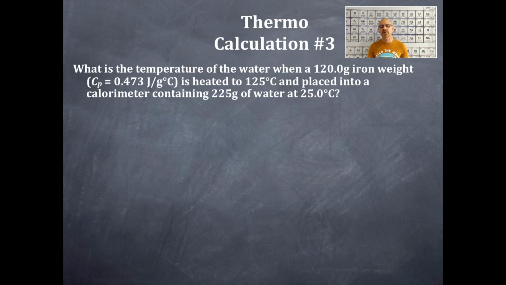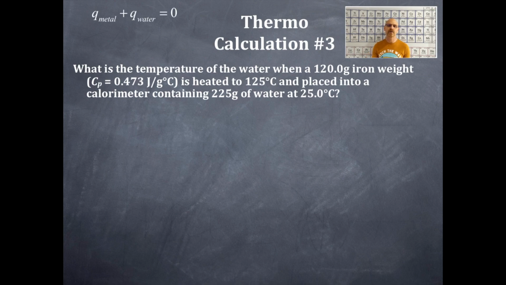So today we're doing thermochemistry calculation number three. What is the temperature of water when a 120.0 gram iron weight, specific heat capacity of 0.473 joules per gram degree Celsius, is heated to 125 degrees Celsius and placed in a calorimeter containing 225 grams of water at 25.0 degrees Celsius? So we first need to, of course, know the equation which we are using.